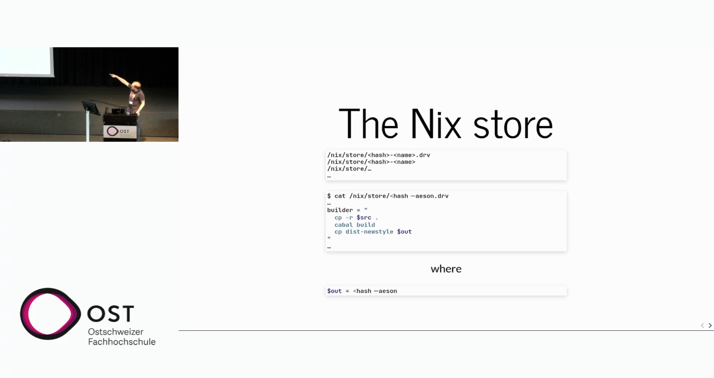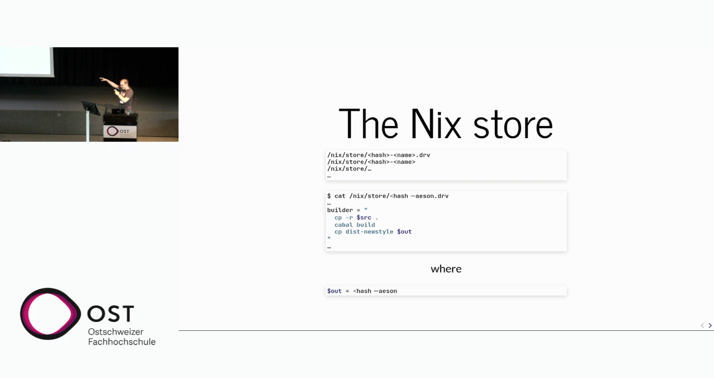Now, I told you in the image I have hash-name.drv and one path without drv. So what does this mean? DRV files are derivations. And a derivation is an instruction to build a package. So here I have a super simplified example for how to build a package. This is completely wrong. It looks much more hairy in reality. But the derivation contains a builder attribute. And there we get the source from somewhere. Then we execute a build command. In this case, I'm executing cabal build. And then we copy the results to the output. That's basically it.